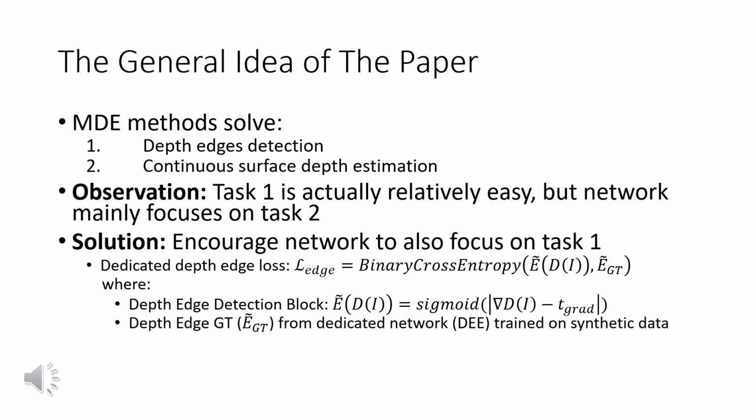The depth edge map is derived from the spatial gradient magnitude of the predicted depth map. To obtain depth edge probabilities, we shift the spatial gradient magnitude and pass through a sigmoid. The depth edge ground truth is obtained from a dedicated depth edge estimation network that is trained on dense synthetic depth data and inferred on the training real data of the MDE task.